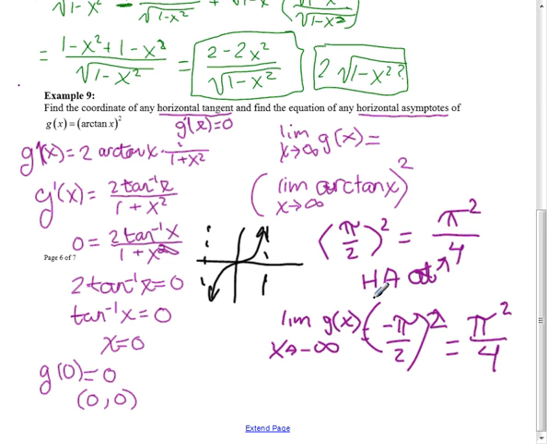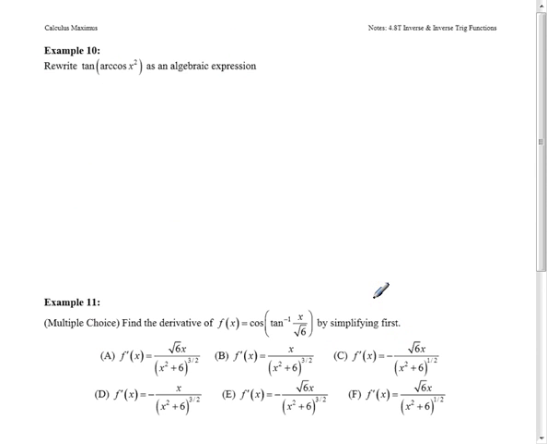Alright, so we have two more examples to cover. Alright, rewrite this as an algebraic expression. Alright, arc cosine. We're thinking about an angle there. So this is our ratio part.